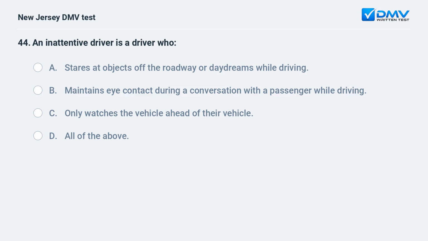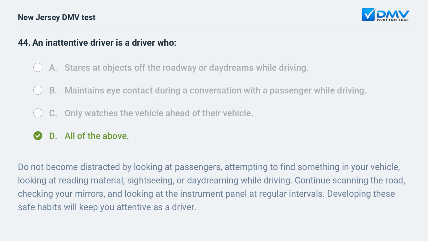An inattentive driver is a driver who A. Stares at objects off the roadway or daydreams while driving. B. Maintains eye contact during a conversation with a passenger while driving. C. Only watches the vehicle ahead of their vehicle. D. All of the above. The answer is D. All of the above.